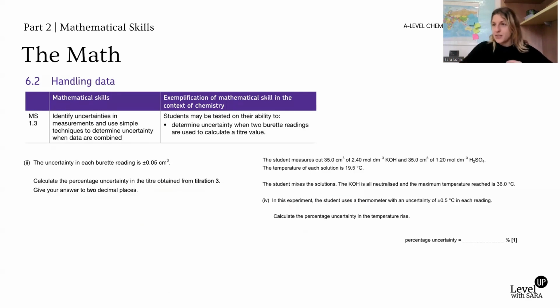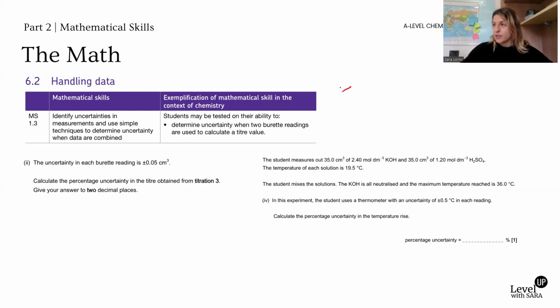Okay, that means we're still into simple calculations. We're now into another one: identify uncertainties in measurement and use a simple technique to determine uncertainty when data are combined. Very, very important. So the equation for uncertainty, and then I will give you a moment to try this.